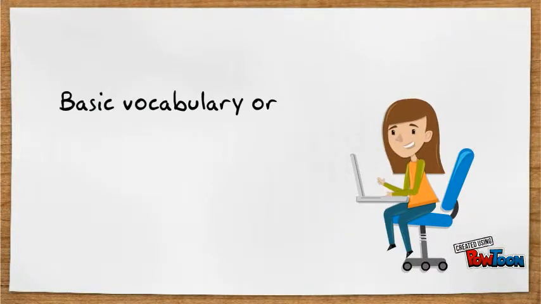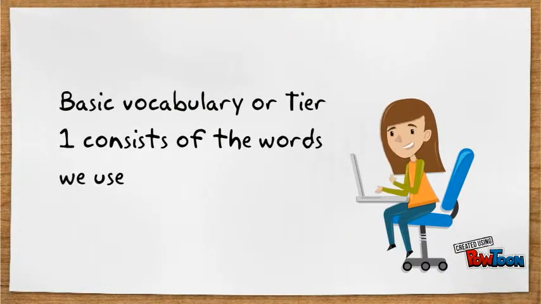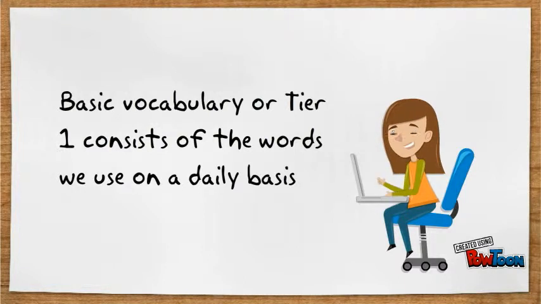The first tier is basic vocabulary. These are commonly used words that can be learned and reinforced through conversation.